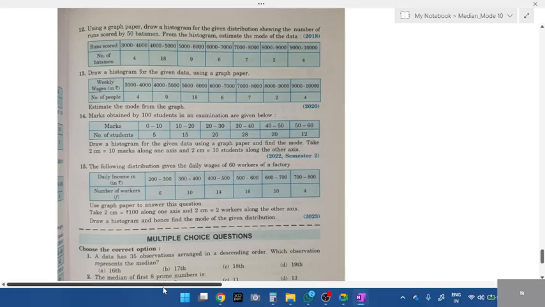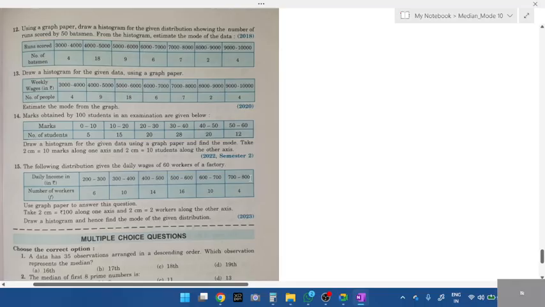Okay, now we need to plot the graph, students. We'll start from the last question, the 15th question, because it is 2023, 22, so we'll go in the reverse direction. Next, let us solve the histogram. How do you solve a histogram, students? We need only two things.